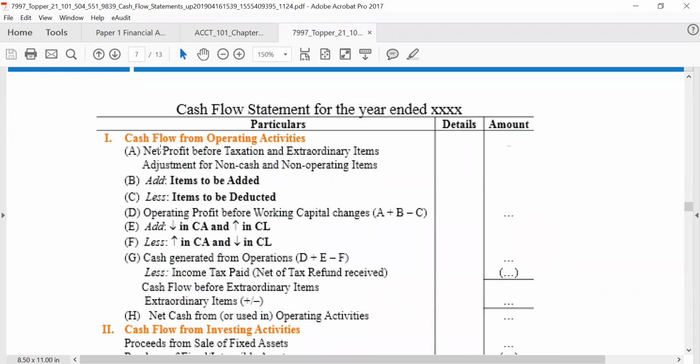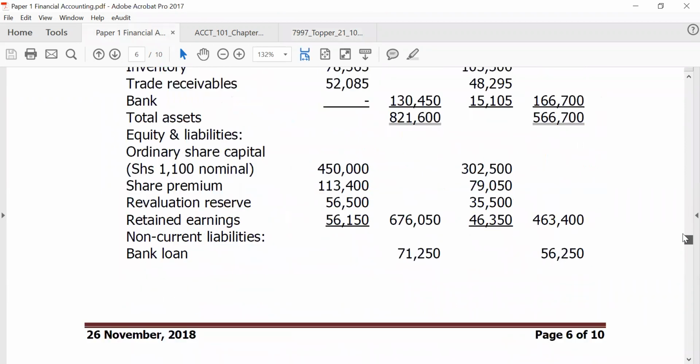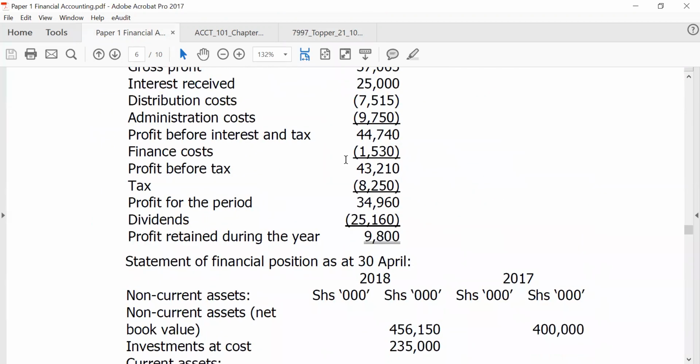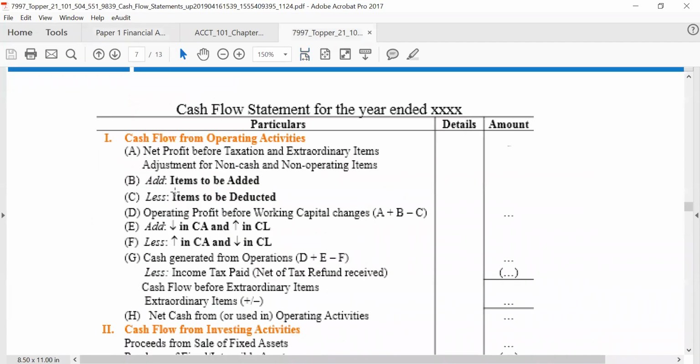Now, the first thing you start with is the net profit before taxation, okay? Net profit before tax. Here they're trying to add other extraordinary items, but for this, we may not have those. Let me just show you here. So here we have this profit before tax, 43,210, is one of that. Then we have items to be added.